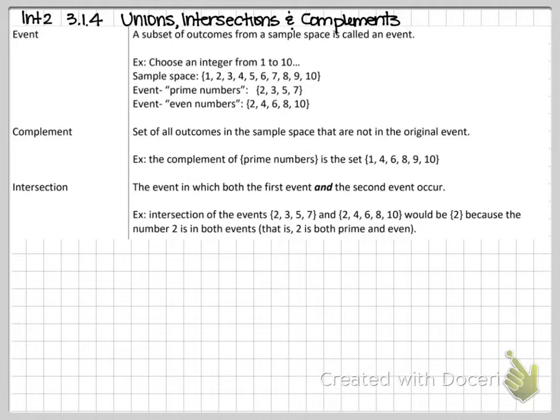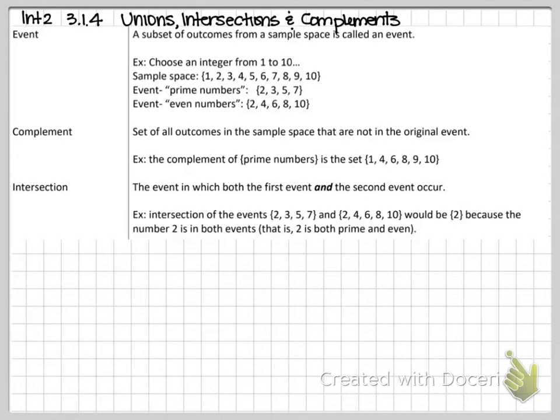Okay, this is for Integrated 2, Section 3.1.4. Now we're going to talk about unions, intersections, and complements. We kind of alluded to complements yesterday or a couple of days ago when we were trying to find the probability of a tank top, I think is what it was. So, an event. We've got some vocabulary that we need to go through.